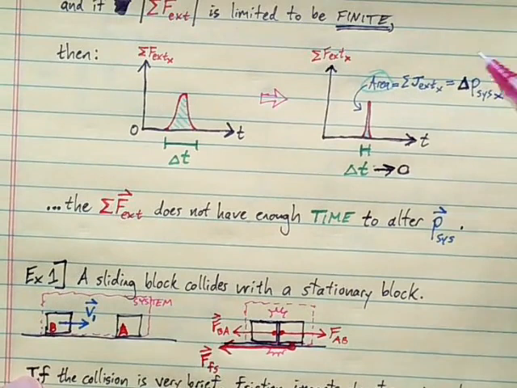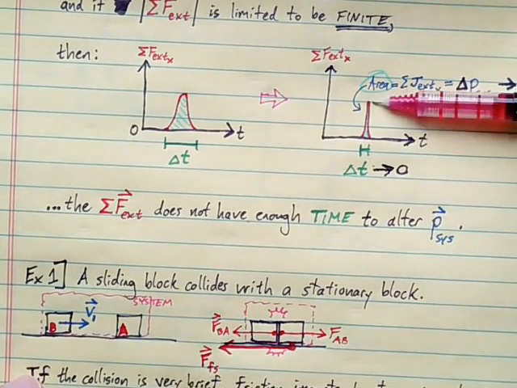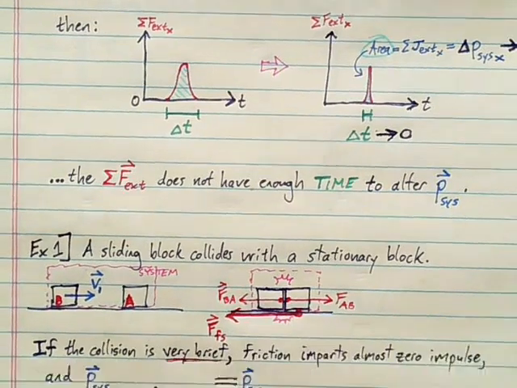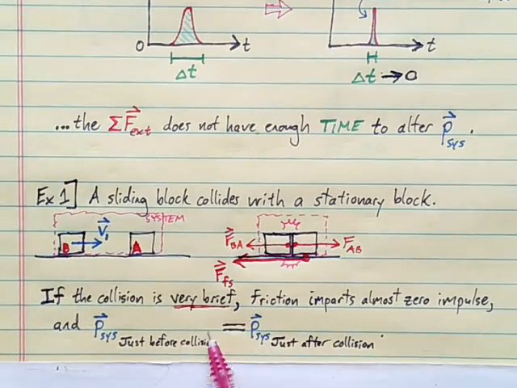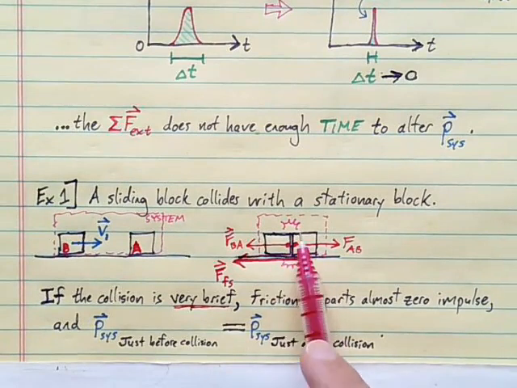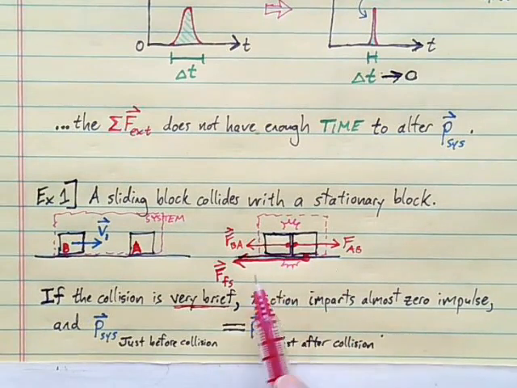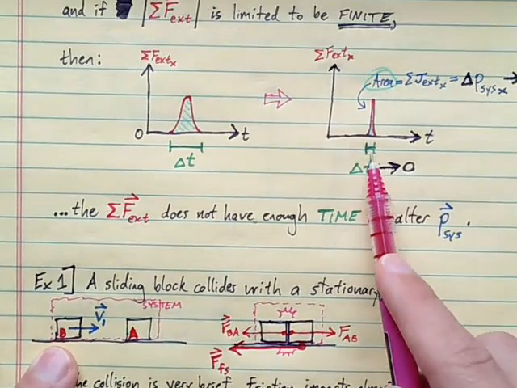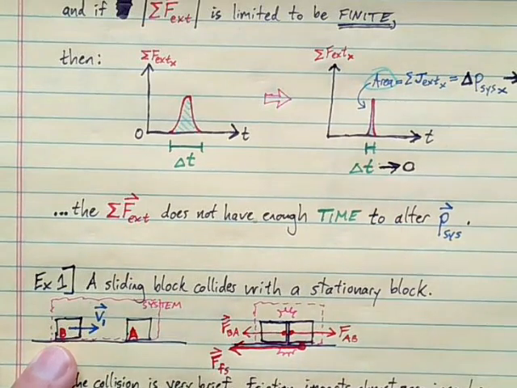The graph for the force of friction versus time would look like this. Our friction we know has a max value, it's capped, and if delta t shrank to 0, if the collision was very brief, then the momentum of the system just before the collision would be equal to the momentum of the system after the collision. We would say momentum was conserved in this collision because it happened so fast that friction, this external force, didn't have enough time to change the momentum of the system.